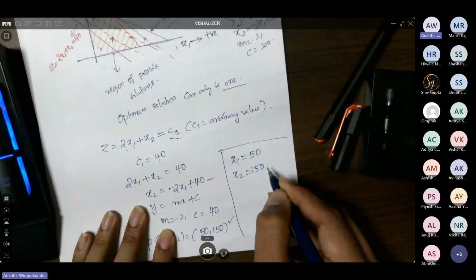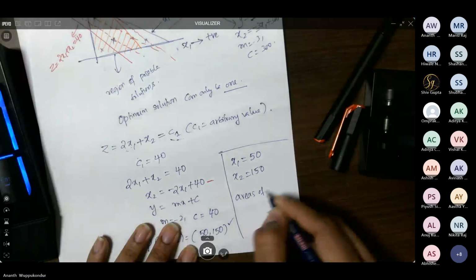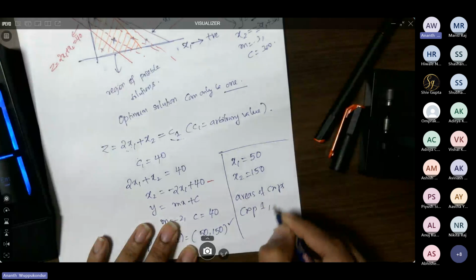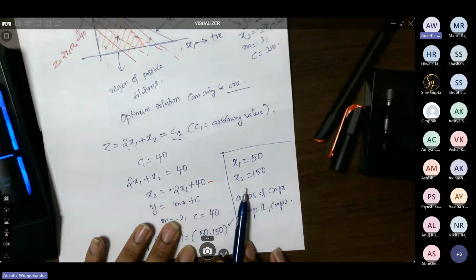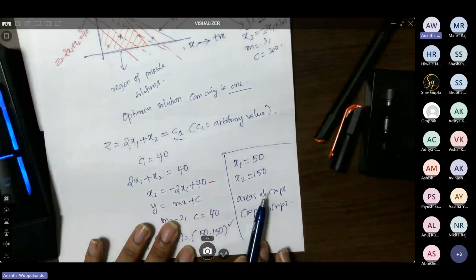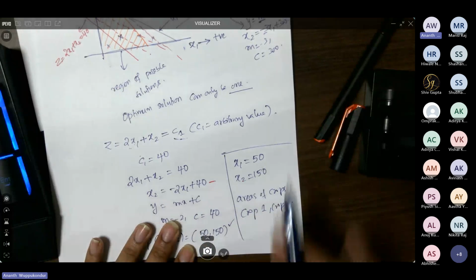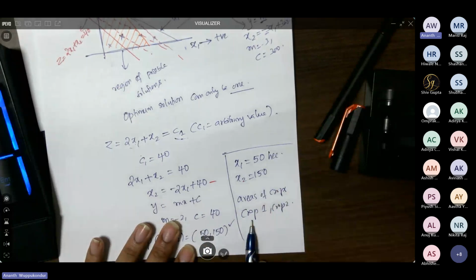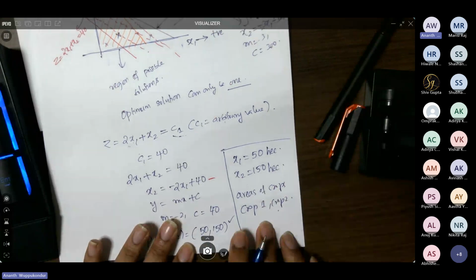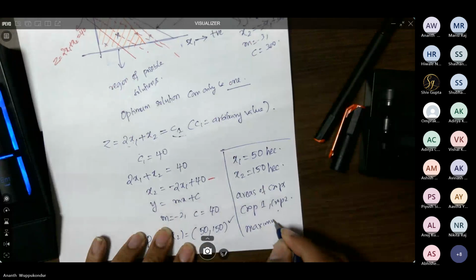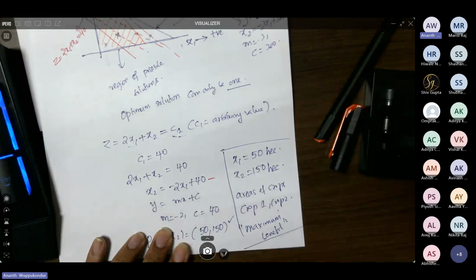And what are x1 and x2? So x1 and x2 are the areas of crops, crop 1 and crop 2 respectively. So what we can understand is, to get the maximum benefit from crop 1 and crop 2, the area of crop 1 should be 50 hectares and the area of crop 2 should be 150 hectares. So this gives us the maximum benefit, and this is the solution that we are looking for.